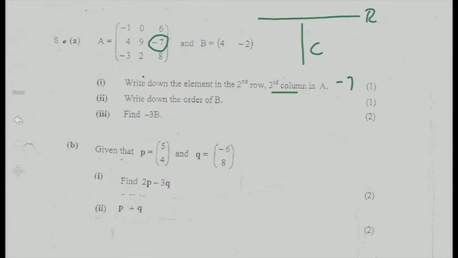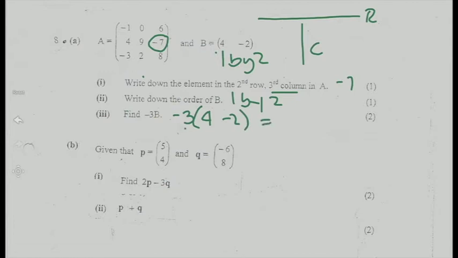Write down the order of B. This is B. Remember we have a row, so here we have 1 row and 2 columns. So this is a 1 by 2. Find -3B.